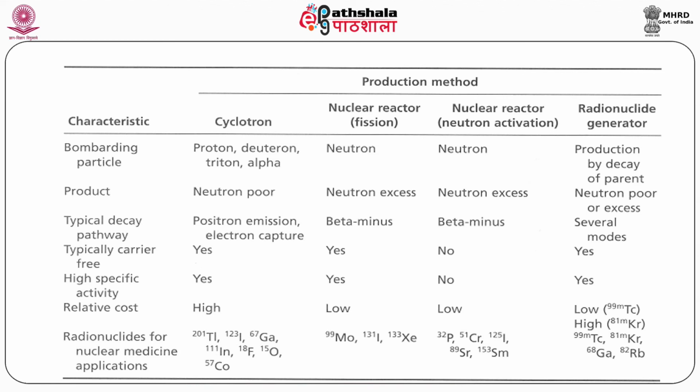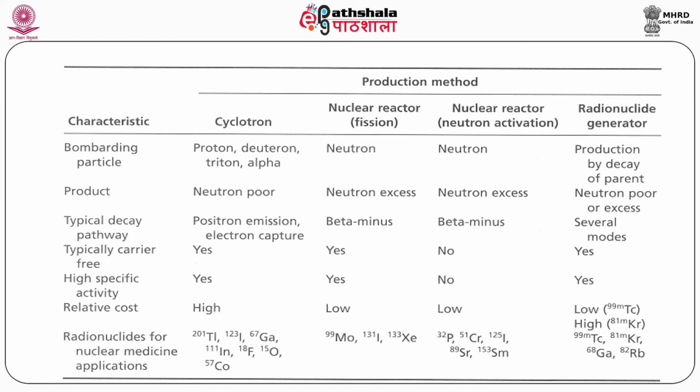Cost, if you see, cyclotron is a very costly mode, whereas reactors are there for research purposes. They are able to produce these different radionuclides. But these reactors are not commissioned only for production purposes. In case of fission, some radionuclides are produced, which can be separated out for medical purposes.